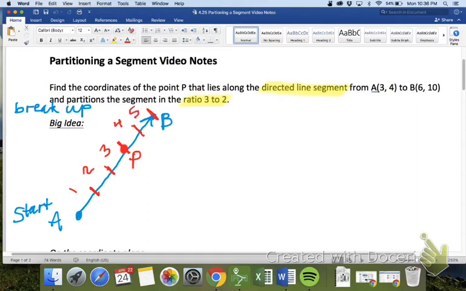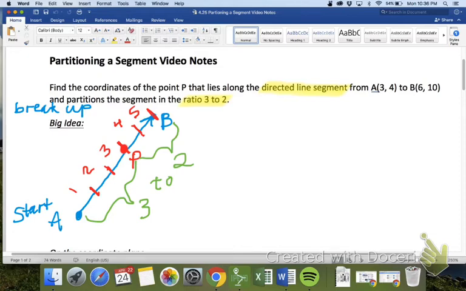So we have partitioned this segment into 5 total parts, but the ratio of one part to the other, if we look at from A to P, that's a 3 units distance, and then from P to B is 2 units distance. So the ratio here as we move from point A to point B is a ratio of 3 to 2. So that's just a general understanding visually of what this problem is asking us to do. This problem is asking us to basically break this line apart into 5 equal parts and then figure out where that point P needs to be.